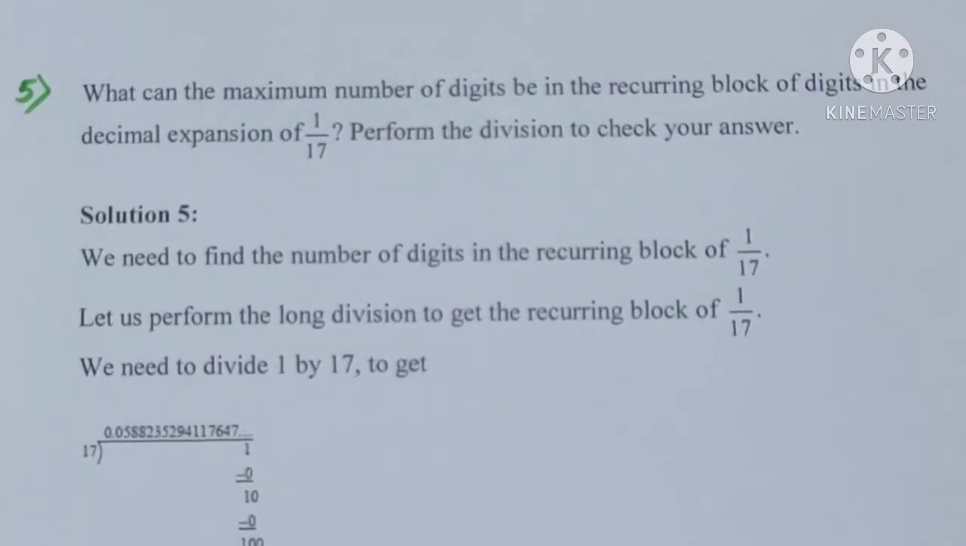Question number 5. What is the maximum number of digits in the recurring block of digits in the decimal expansion of 1 by 17? Perform the division to check your answer. We need to find how many digits are recurring in the block of 1 by 17, so we have to do the normal division. It's a long procedure. You can check the divisions by your own. When the denominator is 17, we are expecting at most 16 digits, but it's not necessary that we always get 16 digits repeated in a block.